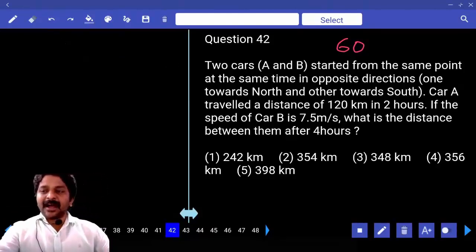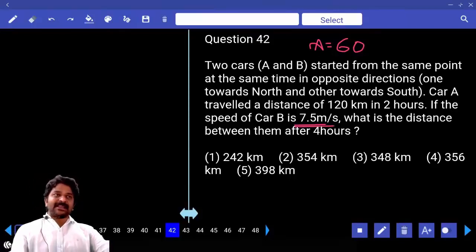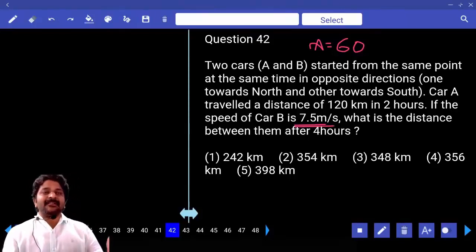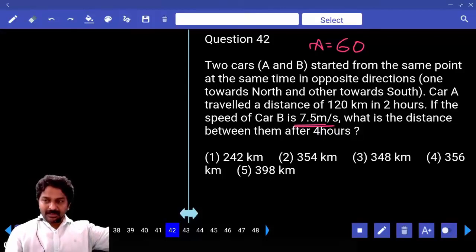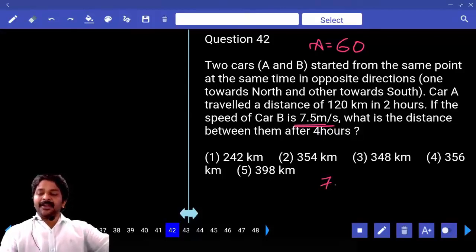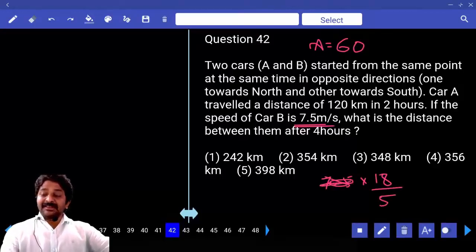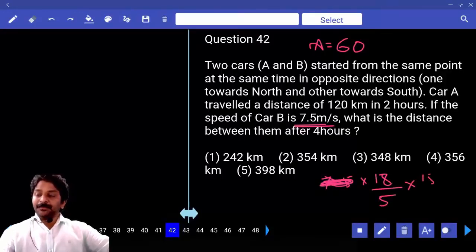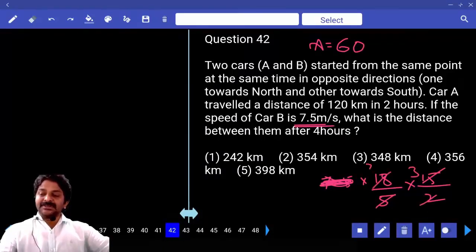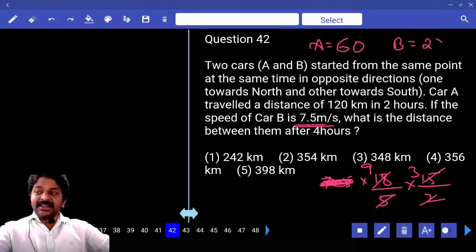So the speed of car A is 60 kilometers per hour, but B's speed is in meters per second, right? So our aim is to convert meters per second to kilometers per hour. So 7.5 into 18 by 5. Can we treat 7.5 as 15 by 2? Come on. 5 how many times? 3 times. 2 how many times? 9 into 3. So B's speed is 27.